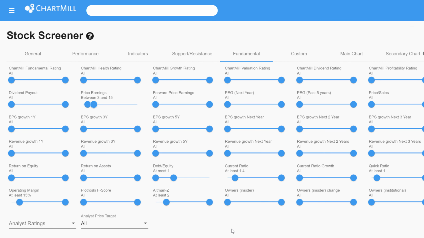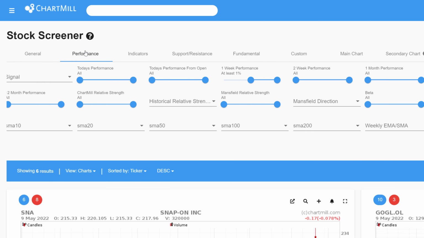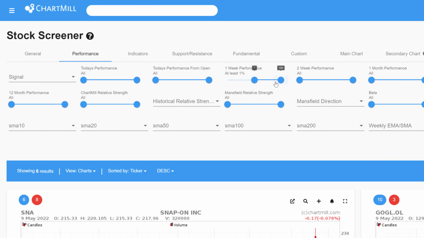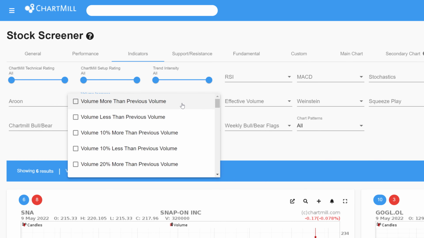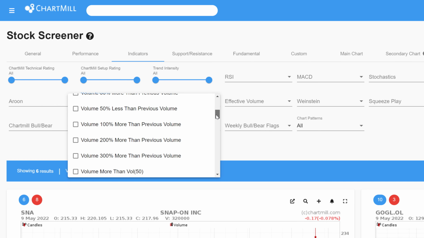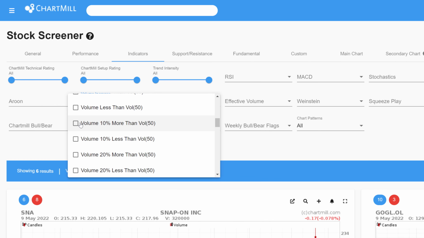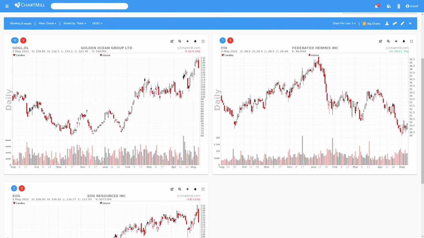We do so by clicking on the Performance tab and then setting the bar under 1 week performance to at least 1%. The volume filter is set via the Indicators tab, where under Volume Increase we set the volume to at least 10% more than the average volume measured over the last 50 trading days. The filters to be used in this case are of course highly dependent on the market environment.